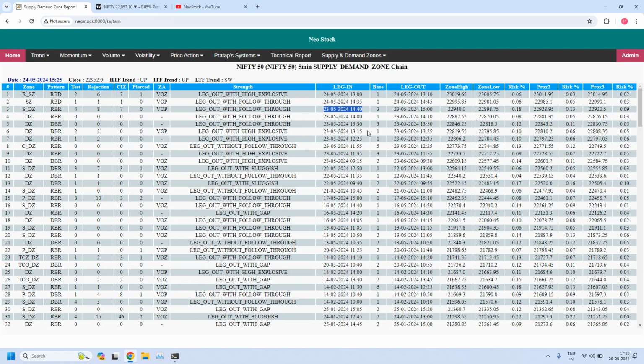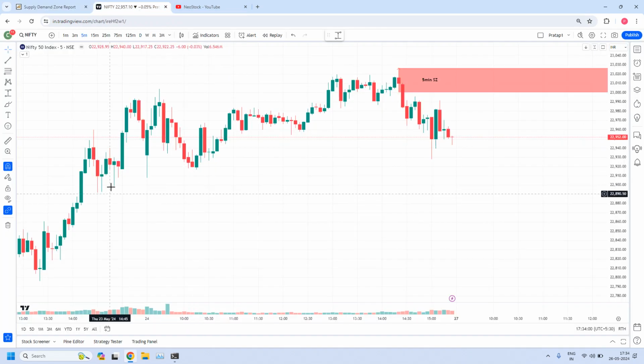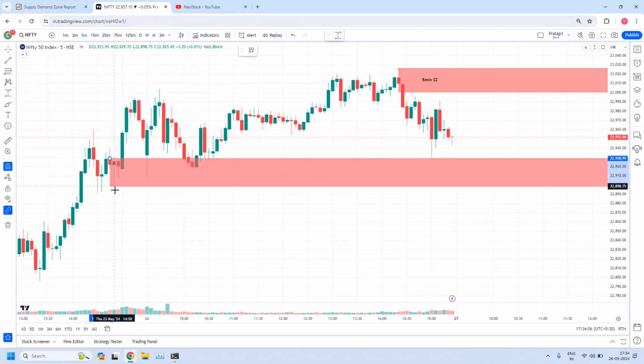One base candle. 23rd, 1440, 3 base candles, 1440. So this is the rally candle, these 3 base candles. This is the way it is considered.